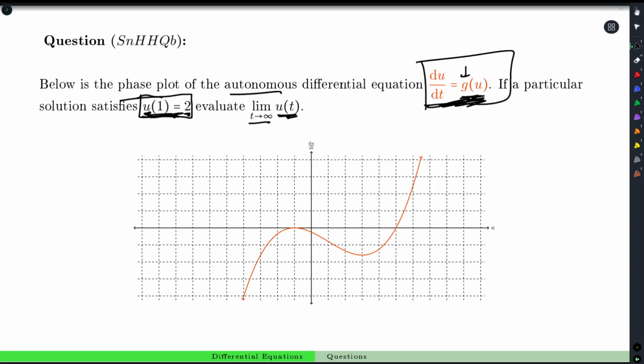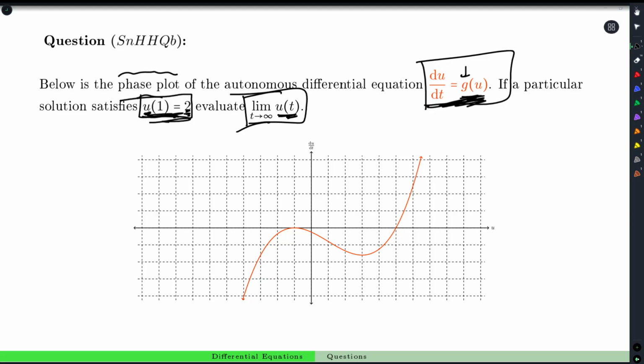Unfortunately, we don't need to solve the DE. As long as we have a phase plot for an autonomous differential equation, all you need to know is some value. We've got u at 1, but u at 1 million would still work. You could figure out the long-term behavior. How exactly do you do that?